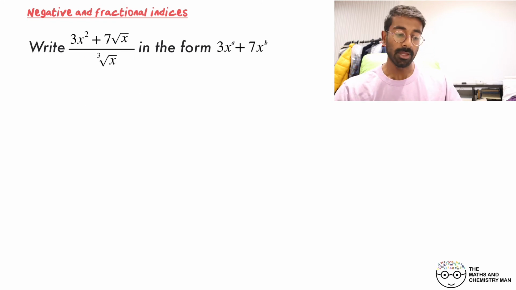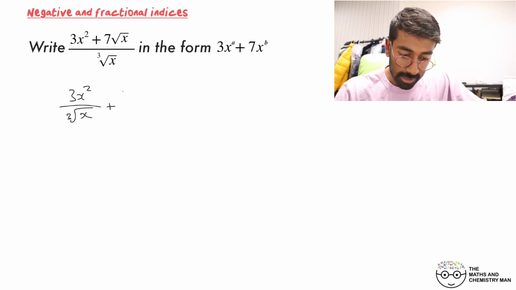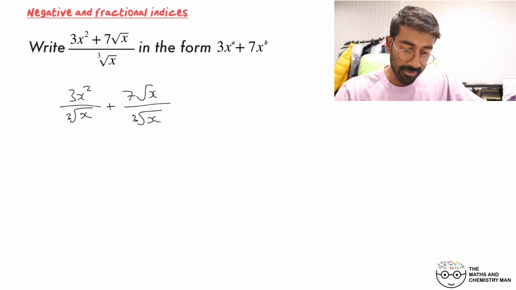Now looking at the next one, we need to rewrite this fraction here in the form 3x to the power of a plus 7x to the b. So what should we do? Well, we're going to need to split this fraction up. Let's split it into 2 fractions, right? So we'll do this. We're going to have it as 3x squared over the cube root of x plus 7 root x over the cube root of x.